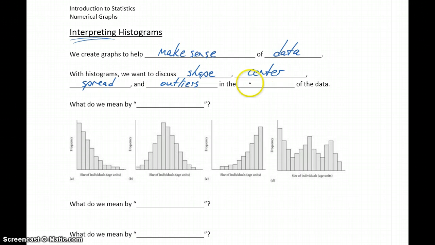And we want that discussion to always be in the context of the data. So whatever we're explaining, we want to make sure that ties back to what our data was about. So if we're talking about sales, our explanation should talk about the amount of money being made or the number of products being moved. If we're talking about arrests, we should be talking about something in that context. So what do we mean when we say shape?